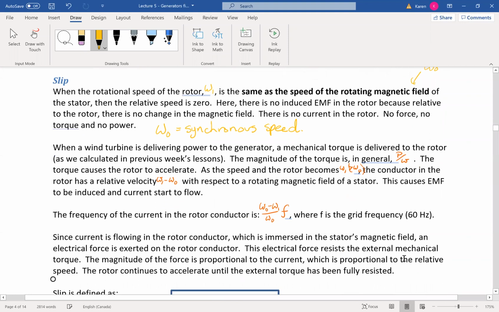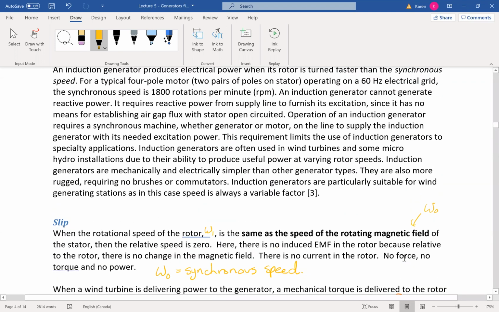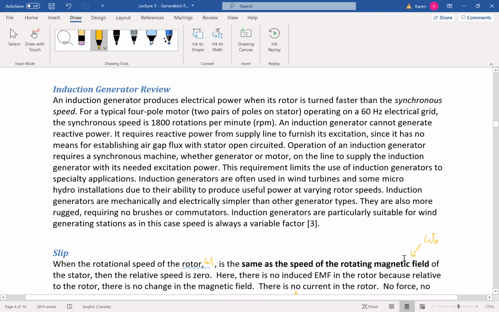So we are talking about induction generators, or asynchronous generators, and asynchronous generators are induction generators. Let's just do a bit of a review of induction generators. Those are ones that produce electrical power when the rotor is turned faster than synchronous speed. They're often used in wind turbines because in this case, speed is always a variable factor.